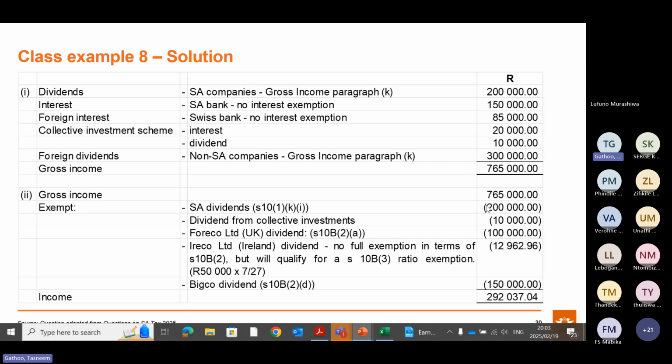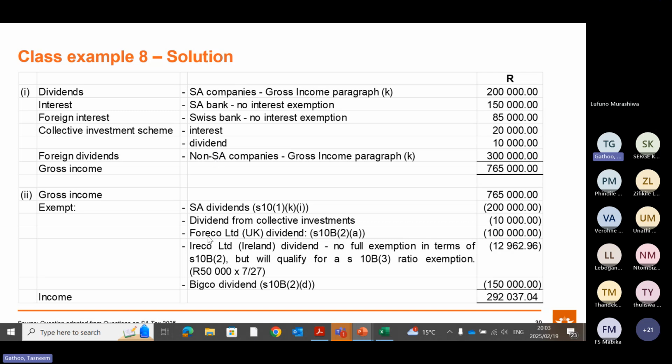Then your dividend from your local collective investment scheme, same. So you'll say minus 10,000 there. Then, remember, we said there are no exemptions on interest. So here we have 255,000 of interest, and there are no exemptions applicable to it. Now we need to look at the dividends.